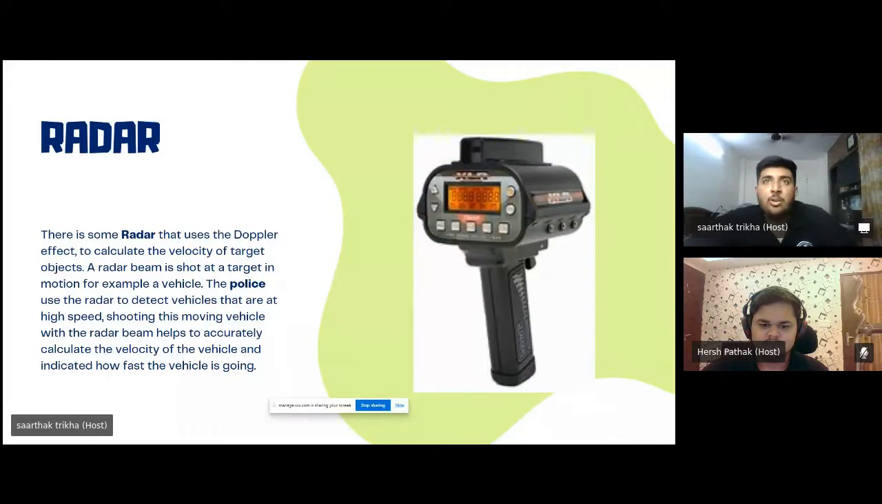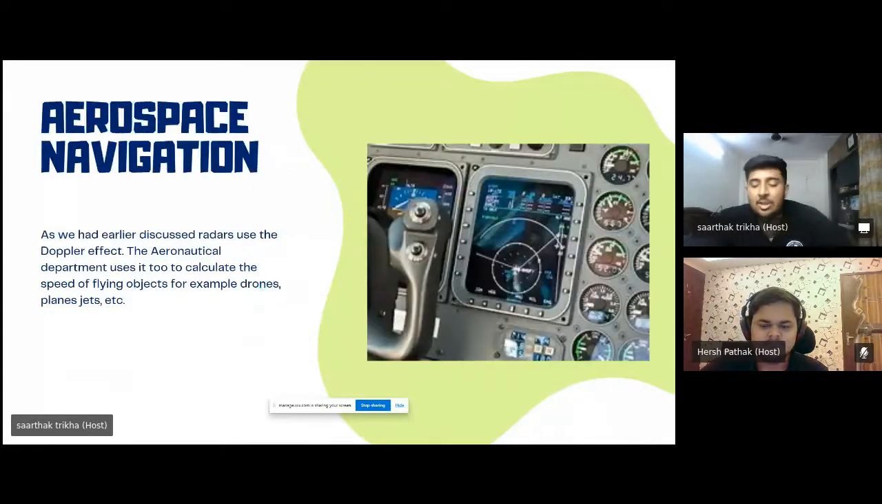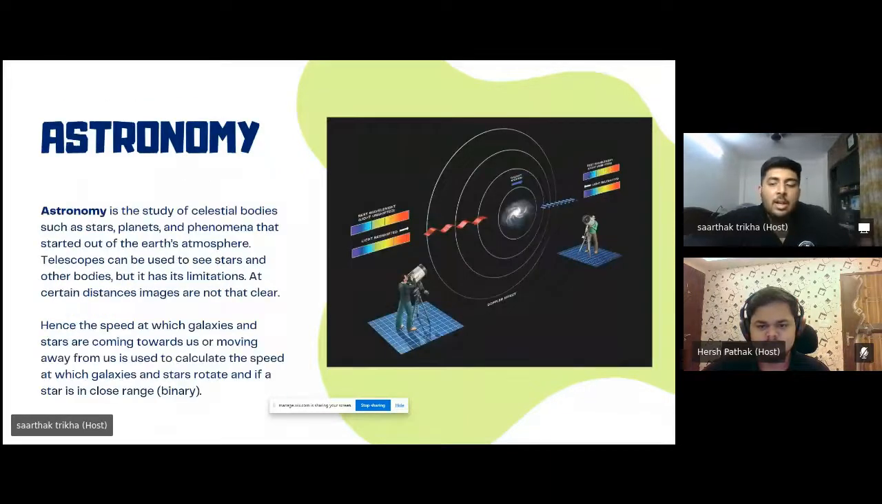And it is used in radar. You may have seen in movies, or maybe in India I have not seen, but when the police have to catch a car, or are testing the speed, they use a device like this, and the speed shows up on it. Basically they are sending a radar to the car, and when it reflects back, it calculates the speed. It is also based on the Doppler effect. It is also used in aerospace navigation, where if you are in an aircraft, you can calculate the speed of flying objects around you, like drones or plane jets.